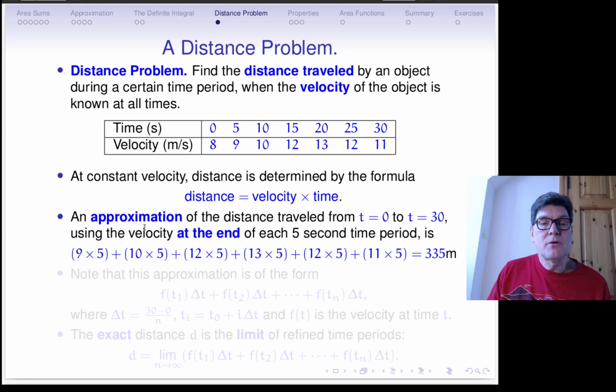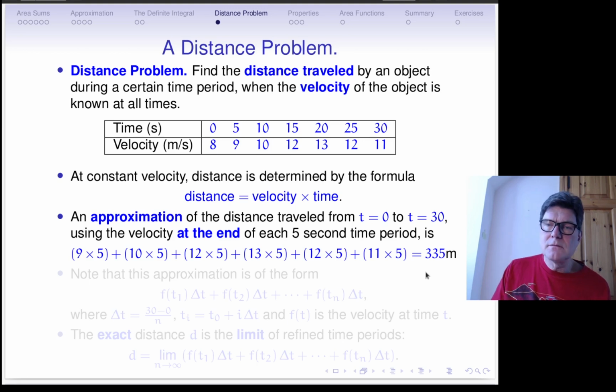And then we obtain an approximation of the distance traveled as the velocity 9 here over the first 5 seconds, 9 times 5, plus velocity 10 over the next 5 seconds, that's 10 times 5, plus the velocity 12 over the next 5 seconds, plus velocity 13 over the next 5 seconds, plus velocity 12 over 5 seconds, plus velocity 11 over 5 seconds. This all multiplied out and added up gives a total of 335 meters.